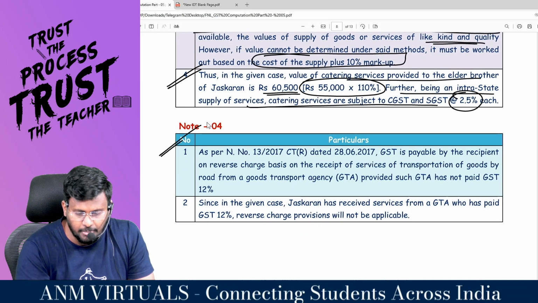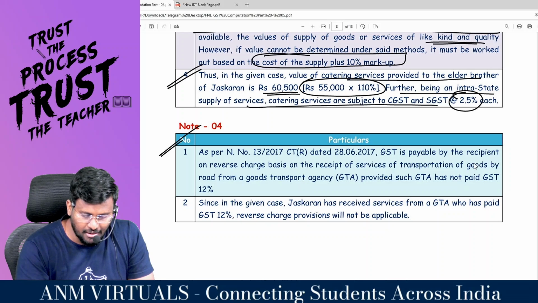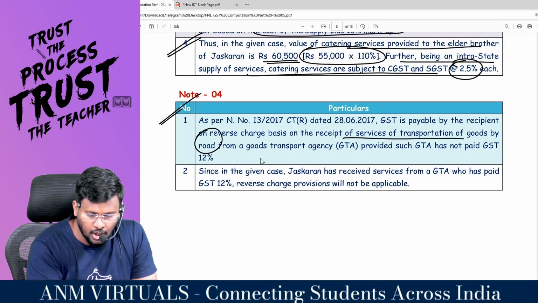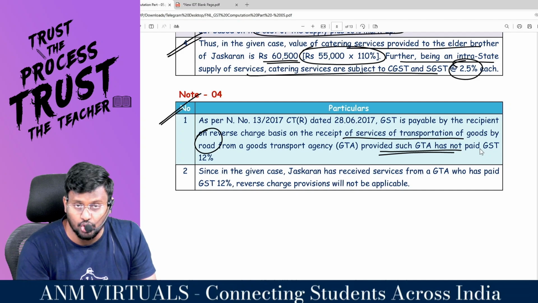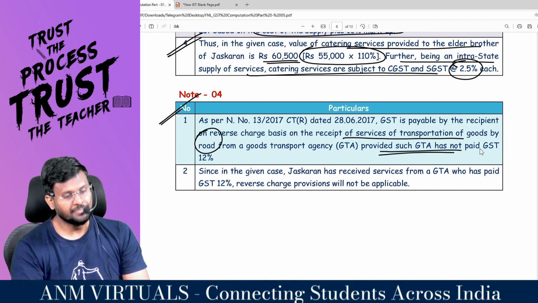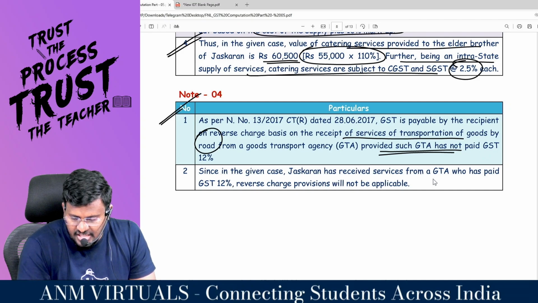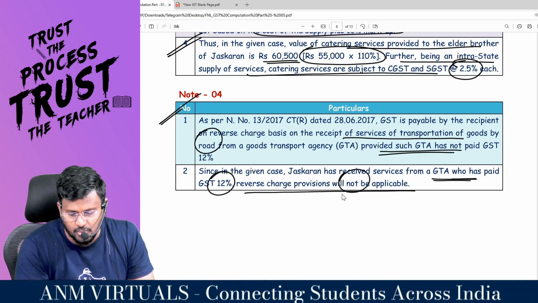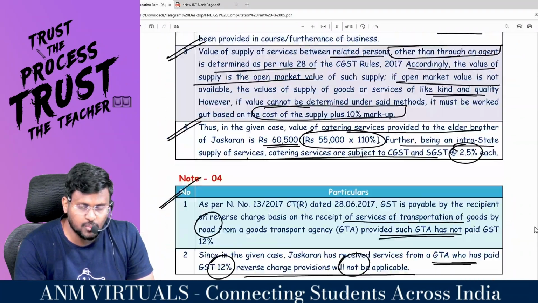As per notification number 13/2017, GST is payable by the recipient on reverse charge basis on the receipt of service of transportation of goods by road from a GTA, provided such GTA has not paid GST at how much percent? Since in the given case, J has received service from a GTA who has paid GST at 12%, RCM provisions will not be applicable, FCM provisions will be applicable.